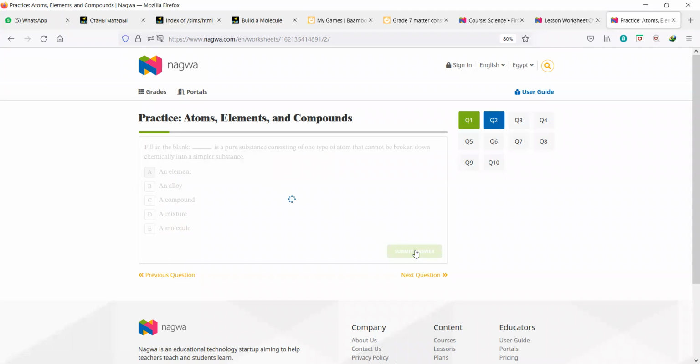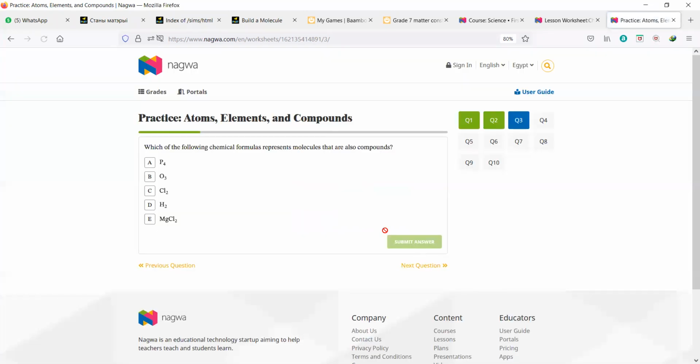Good morning, Mariam. Which of the following chemical formulas represents the molecules that are also compounds? Example of compound. The last one, E. Yes, excellent. MgCl2, why? How could we know? Because they are different.